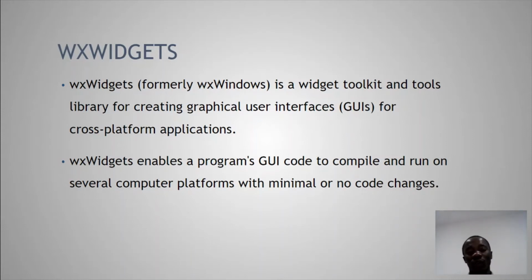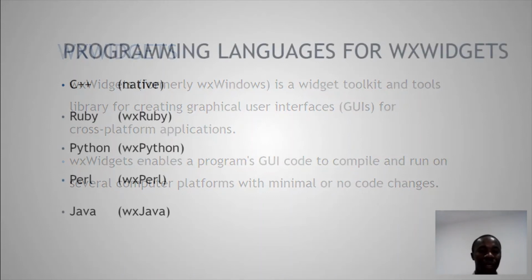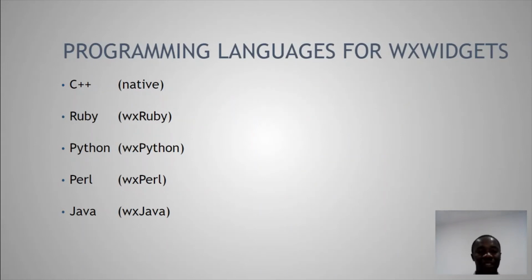So when you develop your script and you create an executable script or program, for instance, you can share it with your friends or with your colleagues without them needing to make any changes to the original code. The programming languages available for wxWidgets include C++, where it is known as native, Ruby, where it is known as wxRuby, Python, where it is known as wxPython, Perl, where it is known as wxPerl, and then Java, where it is known as wxJava.